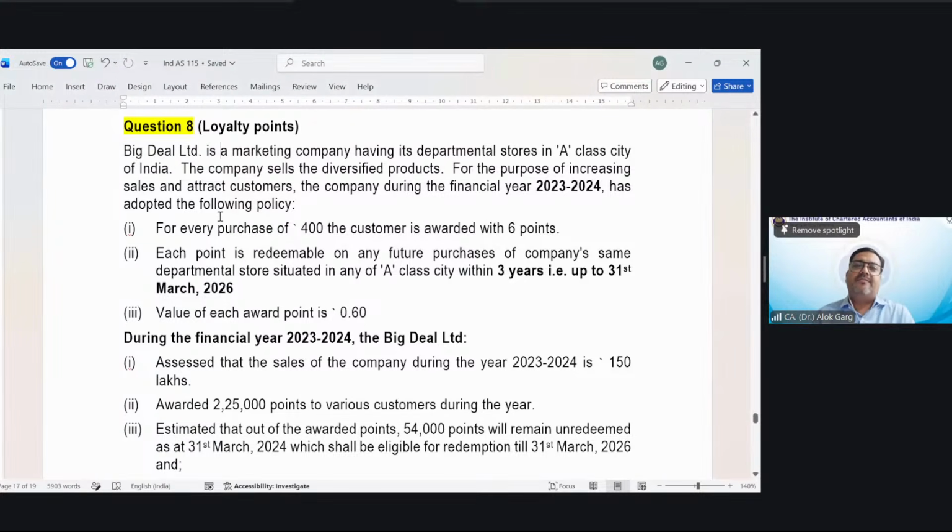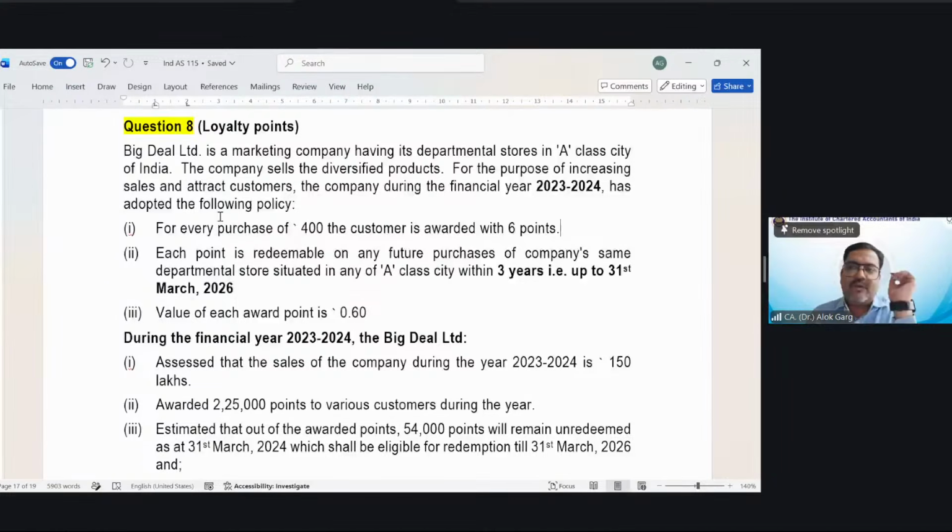Big Deal Limited is a marketing company having its departmental stores in A-class cities of India. The company sells diversified products. For the purpose of increasing sales and attracting customers, the company during the financial year 23-24 has adopted the following policy. For every purchase of 400 rupees, the customer is awarded 6 points. For every 400, 6 points.